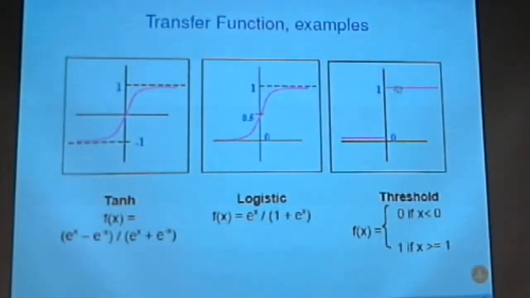I think there's a typo here. It's supposed to be: if x is less than 0, then you have 0, and if x is greater than or equal to 0, then you have 1. There's a typo here. This is supposed to be greater than or equal to 0. So these are some transfer function examples.